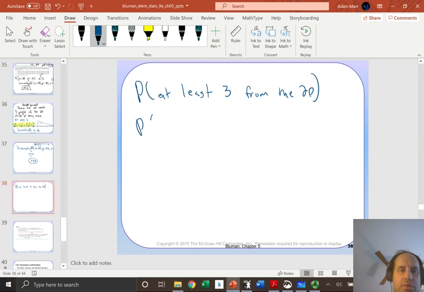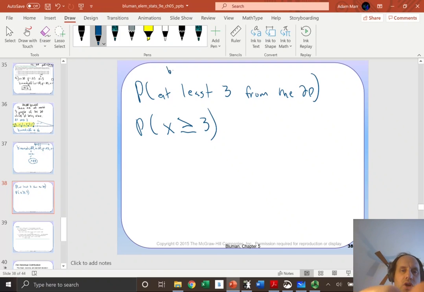Okay, so that means the probability that x is greater than or equal to 3. This is a little different. The last one was less than or equal to. Now this is greater than or equal to. So how do we do this? Sadly, on the calculator, we only have a button for less than or equal to.